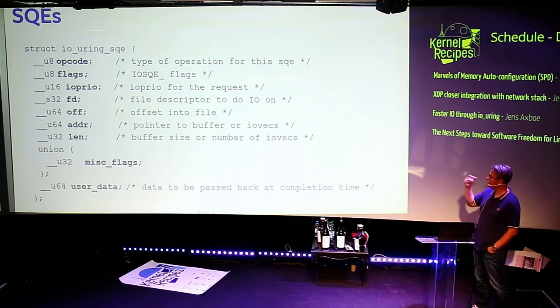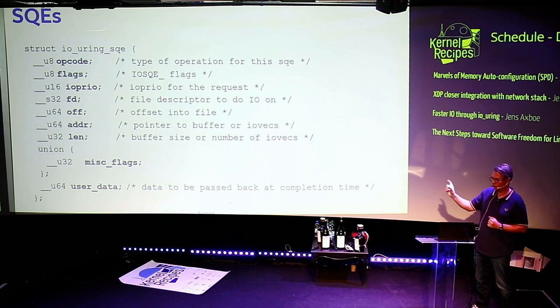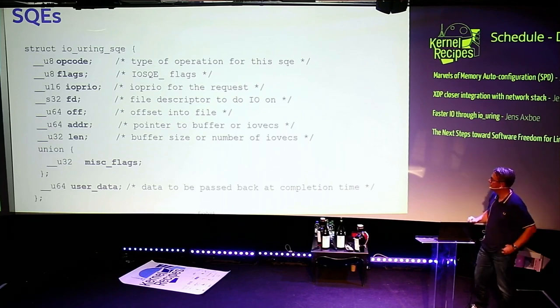And then we have a union of, I called it here miscellaneous flags, but really every opcode has an entry in this union. So there's read-write flags, there's fsync flags, there's flags for all these specific ones. Some of them are used and some of them are not. We'll see some of that later too. And then at the very end, you have a user data field. When you get a completion back, that completion will contain this user data field as well, so you're able to match up a completion with a specific piece of IO you submitted.